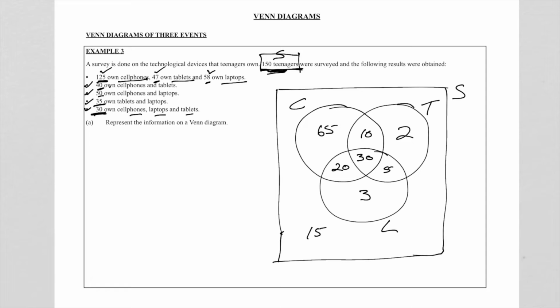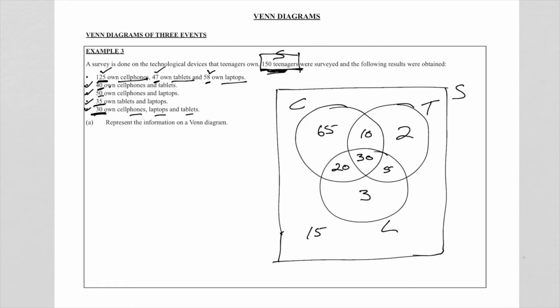So you hopefully agree with me that this is the intersection between cell phones and tablets. But this 30 is part of 3. We only want those who own exactly 2. And I hope you agree with me, that will be 10. This 10, they own cell phones and tablets only. This 20 owns cell phones and laptops only. And the 5 own tablets and laptops only.